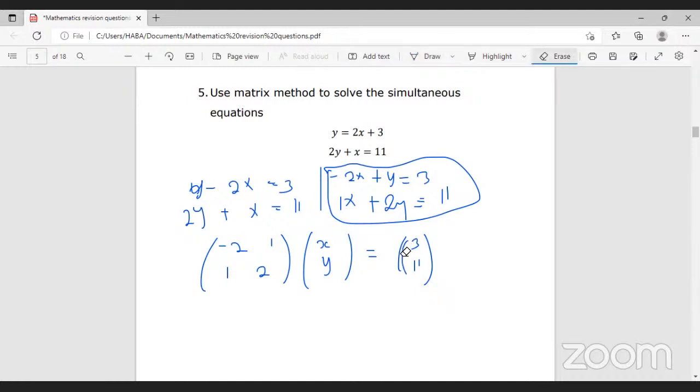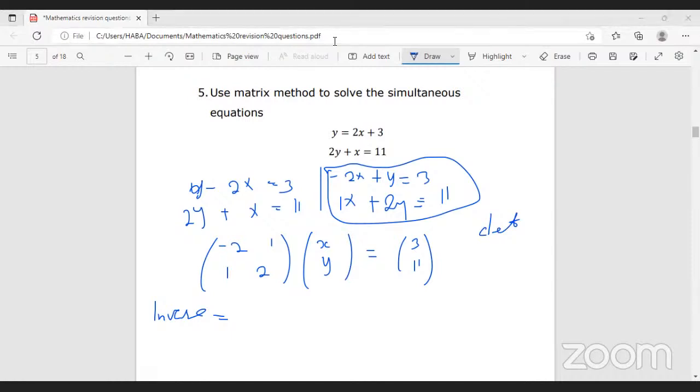So now, because we are using the matrix method, we are going to find the inverse of the coefficient matrix. And we have just seen how to find the what? The inverse. So the inverse of the matrix is going to be, so we can first do some side work and find the determinant.